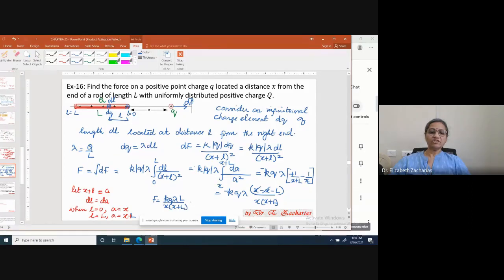And what will be the direction? The direction will be to the right. So the direction of the force is going to be this. Is that difficult? Lambda, you can write it as capital Q by L, so L and L will get cancelled out. It will become further simple. k, capital Q divided by x into x plus L. Is it difficult?